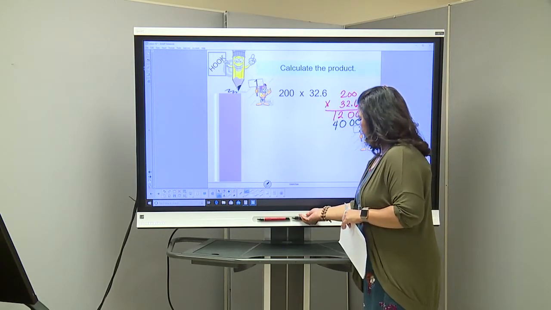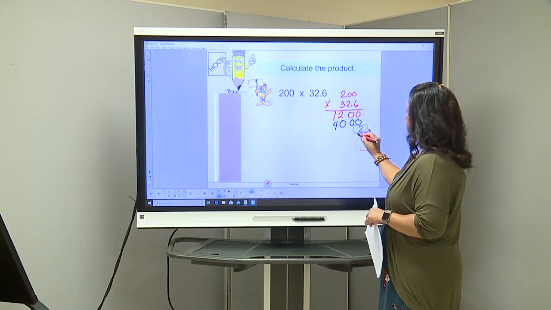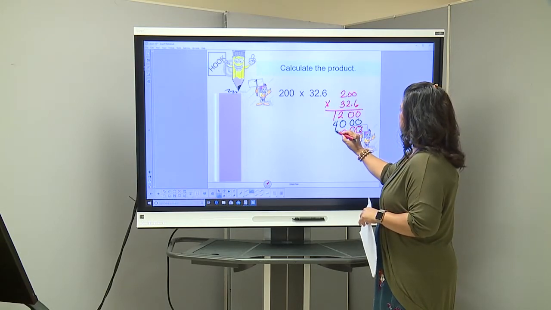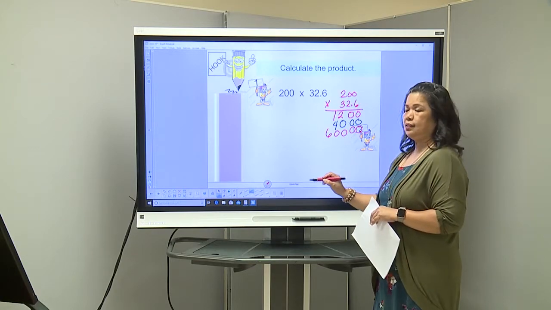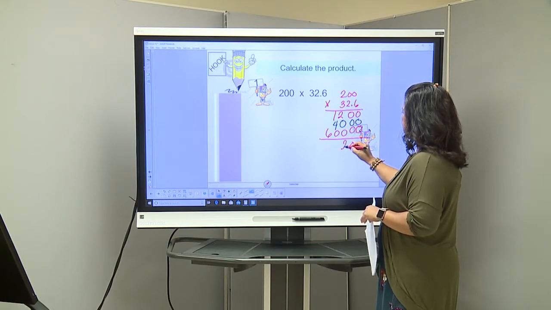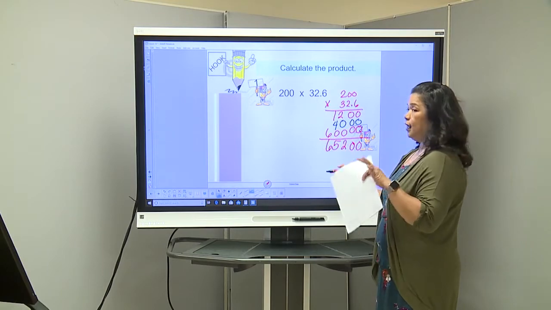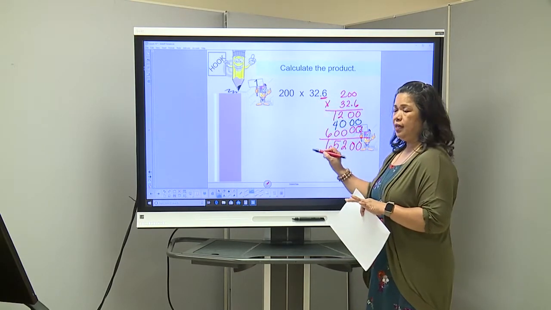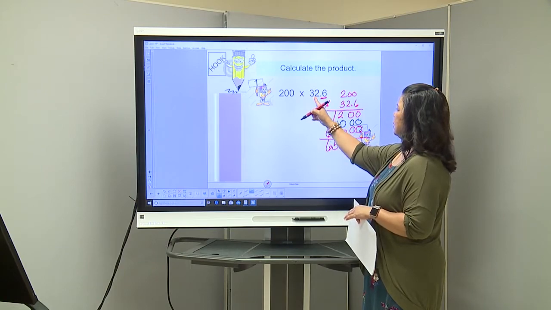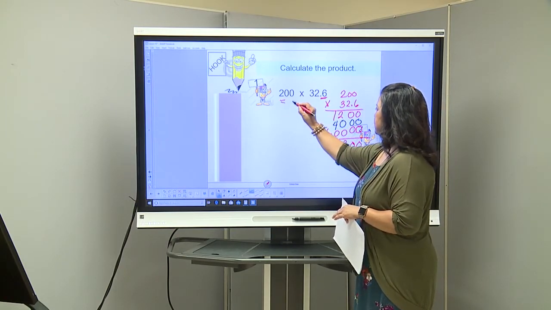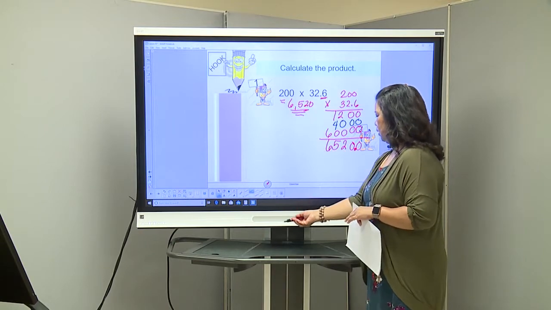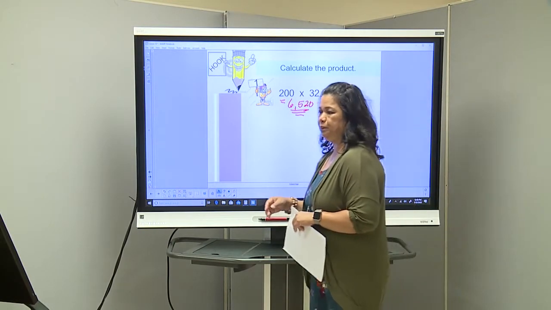All right? Last digit, 3. Don't forget your placeholders. 3 times 0, 0. 3 times 0, 0. 3 times 2 is 6. Then you add them all together. 0, 0, 2, 5, 6. And don't forget, it's in tenths, so don't forget your decimal in tenths. So 200 times 32 and 6/10 is 6,520. Okay? Using the standard algorithm.